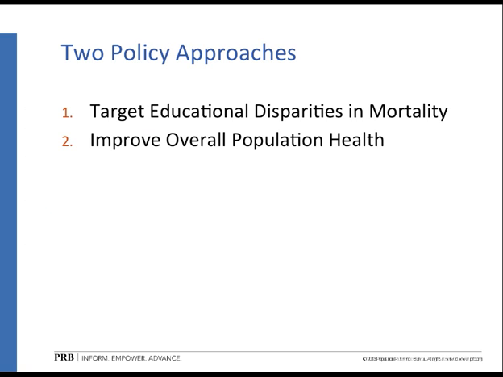So how might we design policies to intervene? There are at least 2 approaches that policymakers can consider when designing a new social policy as health policy. In other words, when they're trying to intervene upstream to prevent people from falling into the river. We can target educational disparities in mortality, or we could aim to improve overall population health.